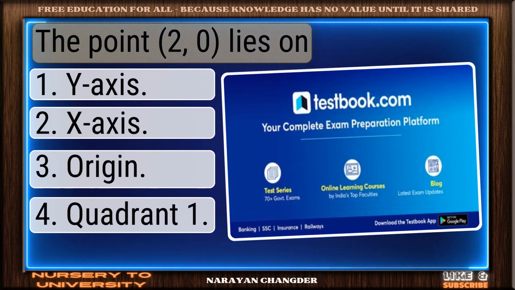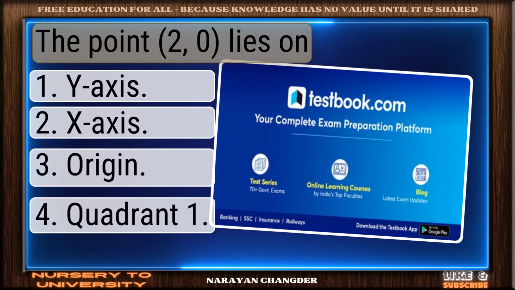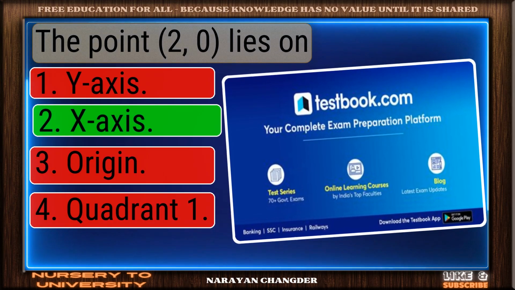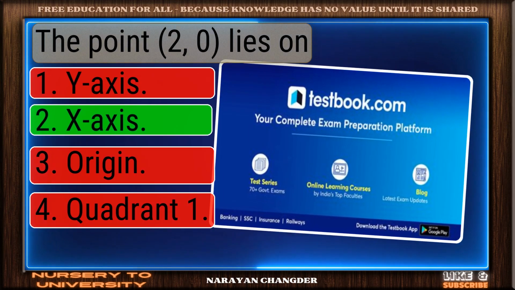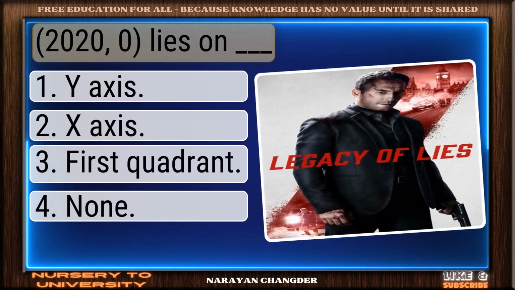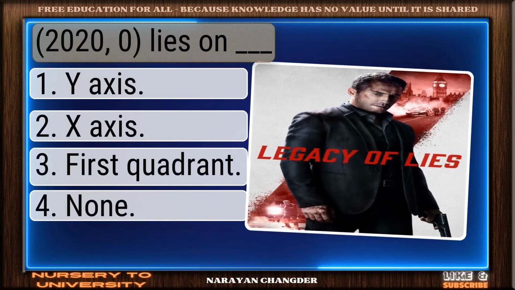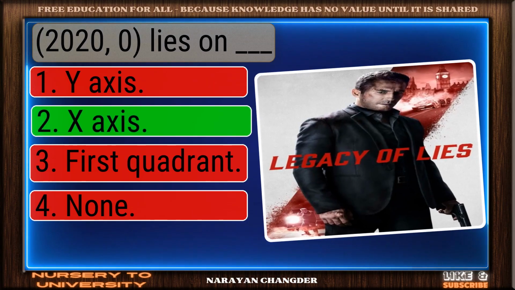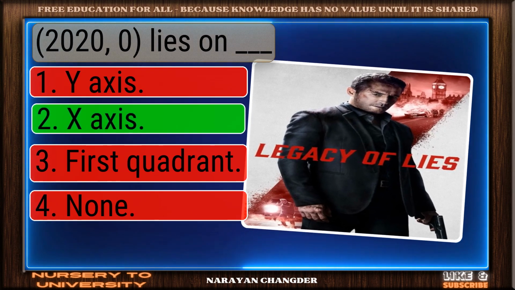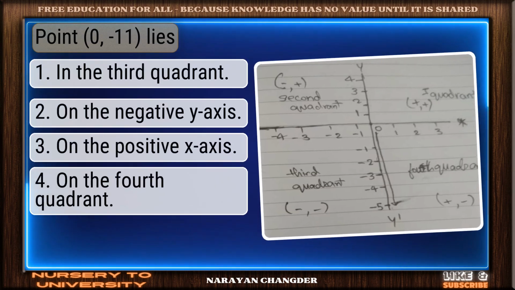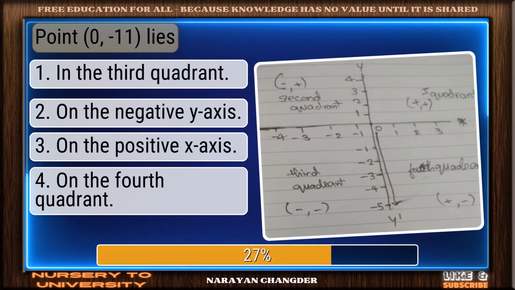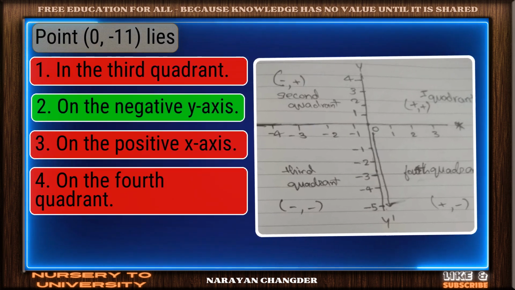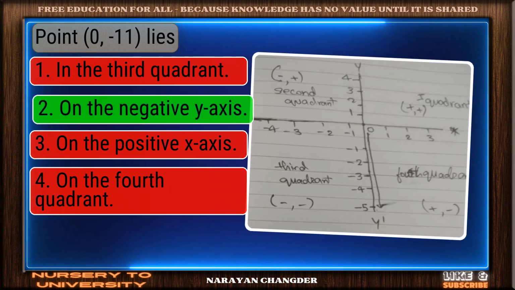Question number 190. The point lies on. You got it. Your choice x-axis is right. Question number 191. The point lies on dash. Sharp thinking. X-axis is the right choice. Question number 192. Point lies. You chose on the negative y-axis, and it is correct.